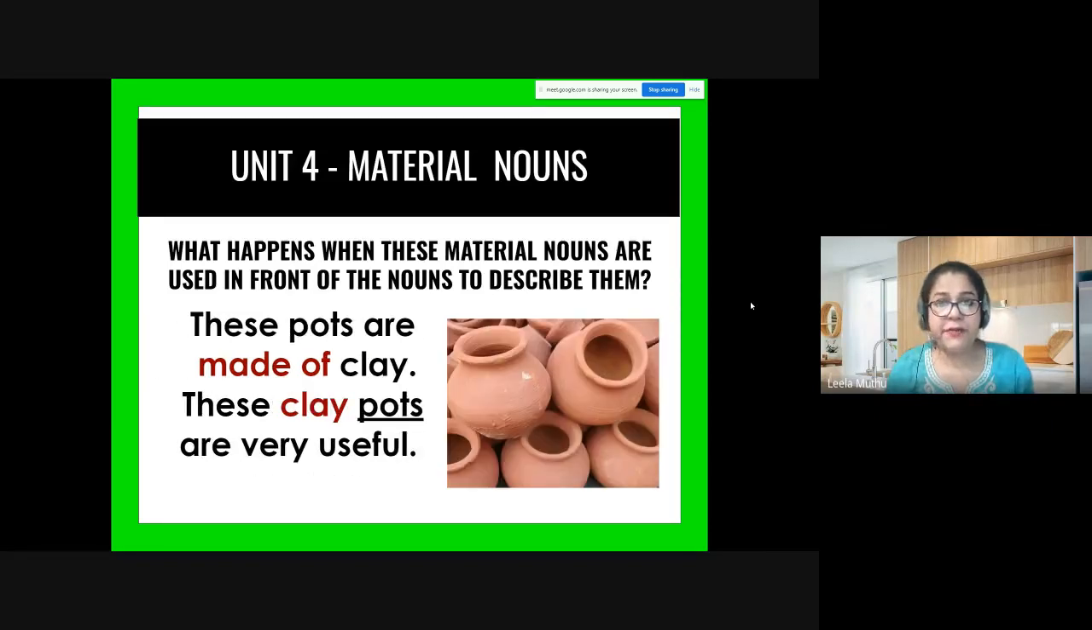These pots are made of clay. Clay is obviously a material noun, but when you put it in front of the word pots, these clay pots are very useful. Now it is acting as an adjective. It becomes an adjective in this sentence.